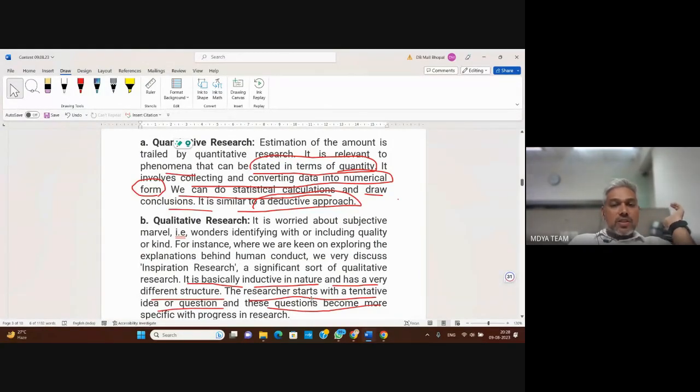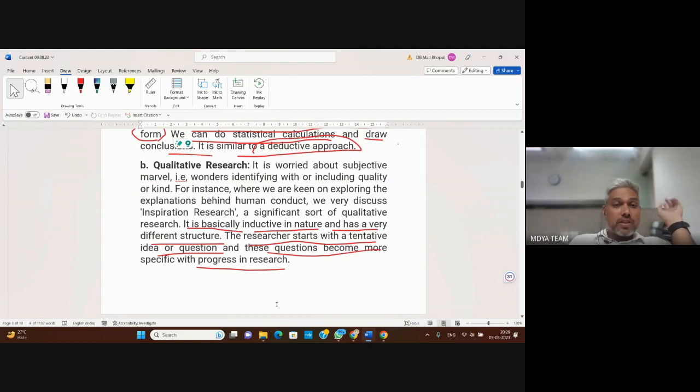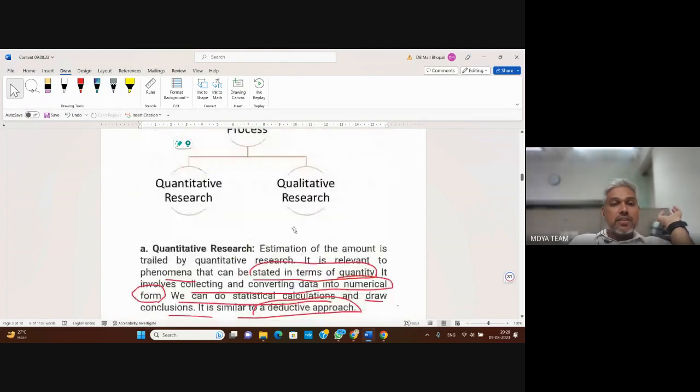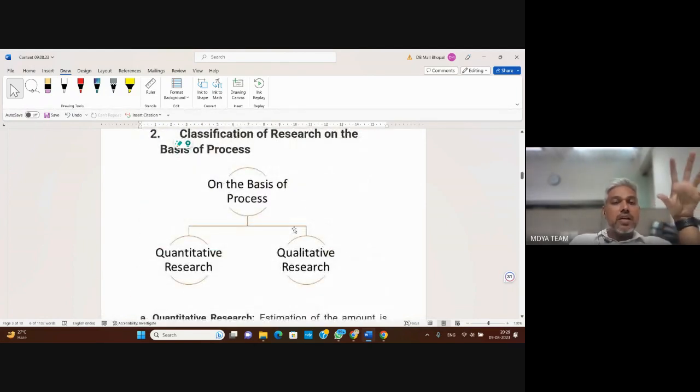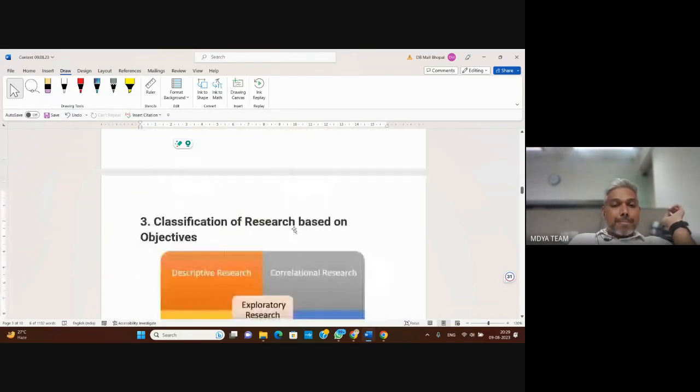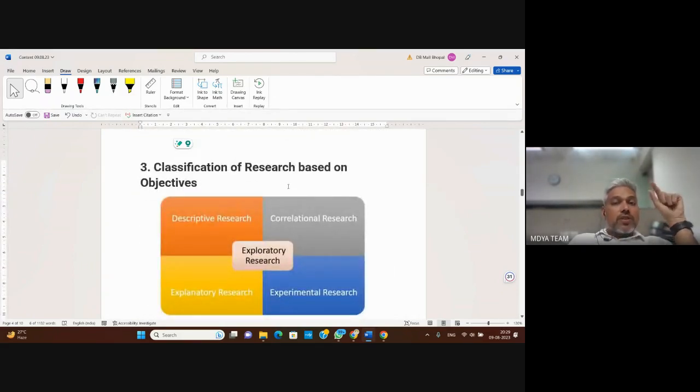The researcher starts with a tentative idea or question, and these questions become more specific with progress in research. This is qualitative research, and both of these come under the basis of process. Third is classification of research based on what? Objective. And on objective, there are five types of research: descriptive, correlational, exploratory, explanatory, and experimental research.